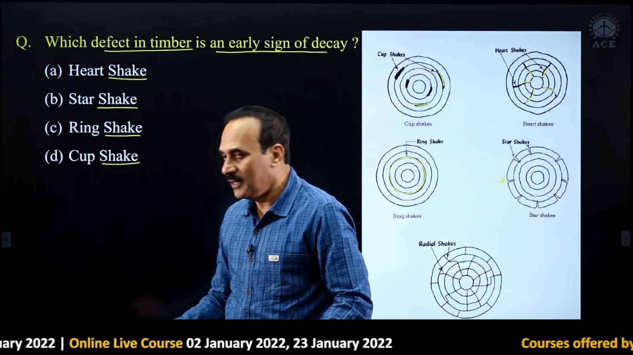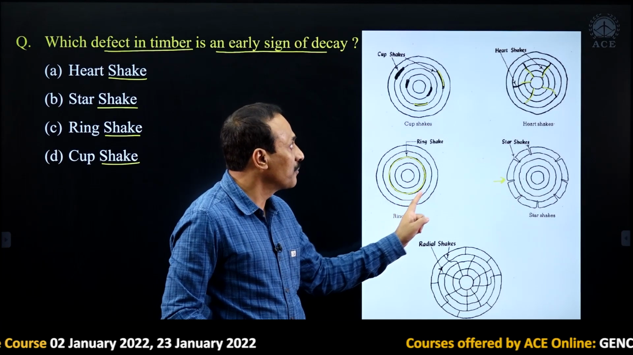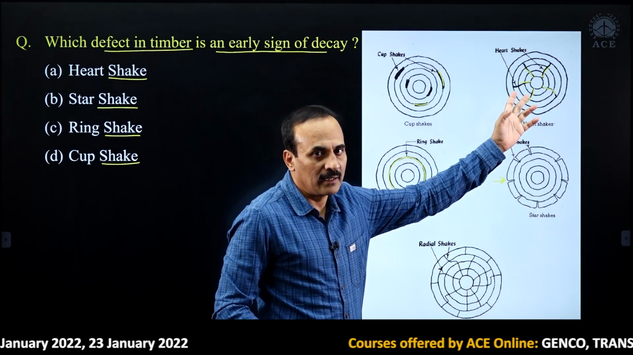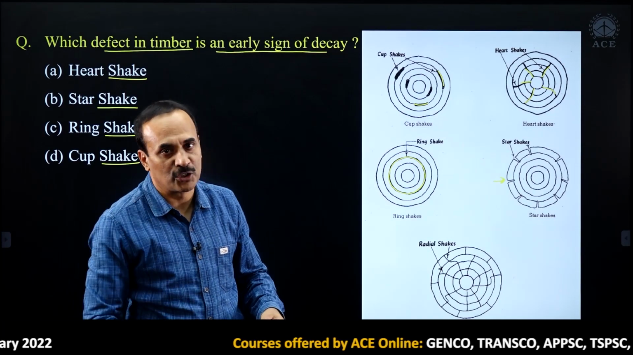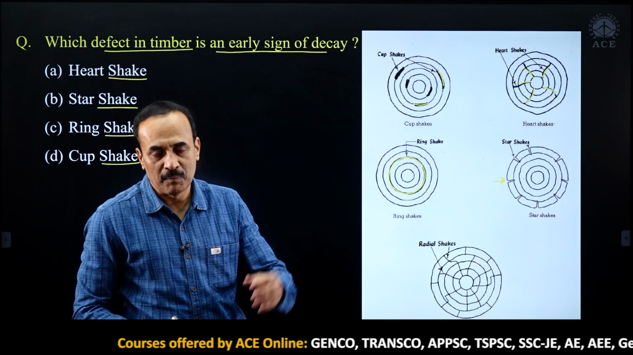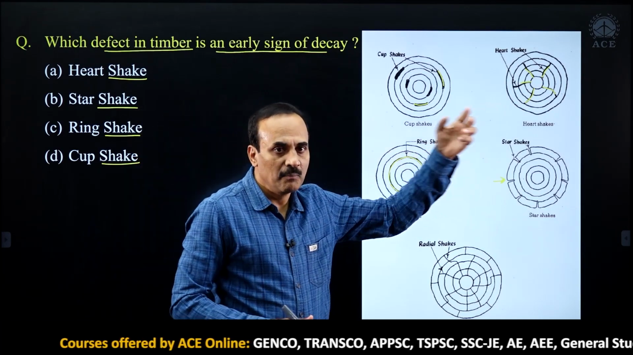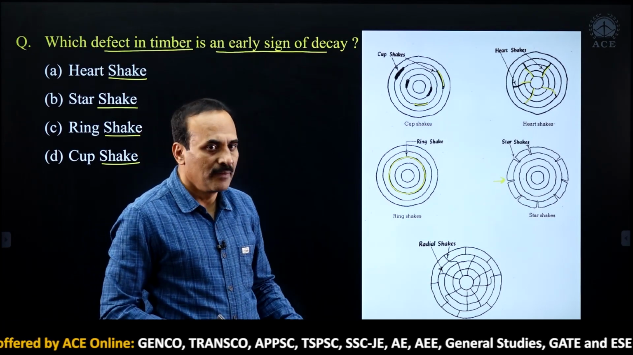As an indication, you can't observe the cup shake, you can't observe the ring shake, you can't observe the heart shake. Heart problems we can't identify until we get a heart stroke. That's why heart attack is very dangerous. People go away by heart attack because it is not predetermined.